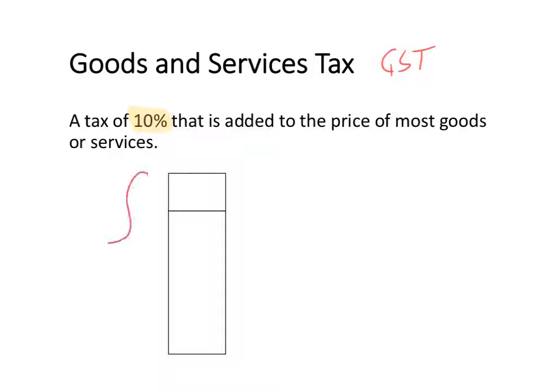So if we have a look, when you go to the shops, you buy an item for a total price. But that total price consists of two separate components. The first component is the main part of the price that you're buying, and that is the sale price, or the price excluding GST.